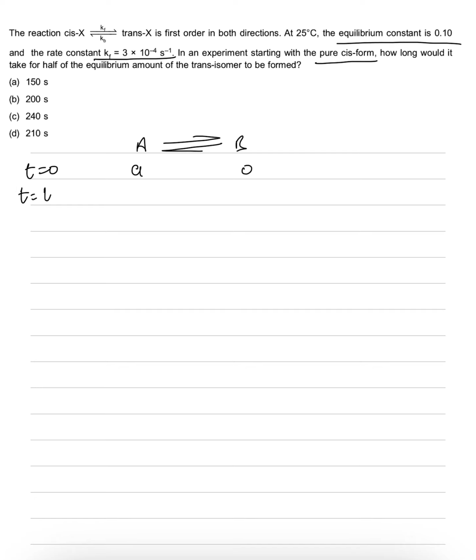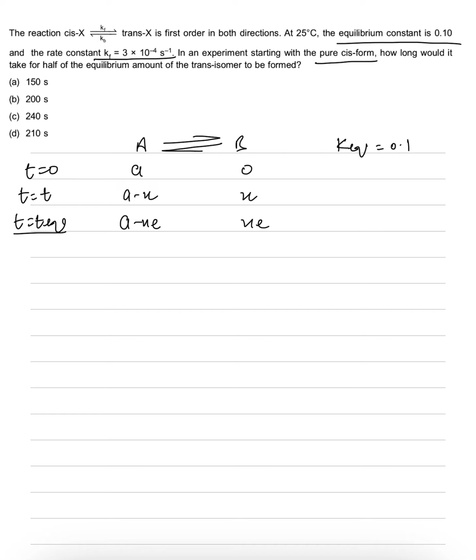That means at any time t, A minus X, if X is the amount of A reacted, the amount of B formed is also X. And at t equal to t equilibrium, let's say when the equilibrium is achieved, if Xe is the amount of A reacted, Xe is the amount of B formed, right? Now, we are given K equilibrium as 0.1.